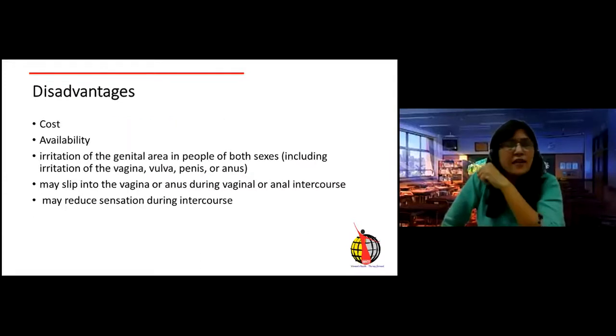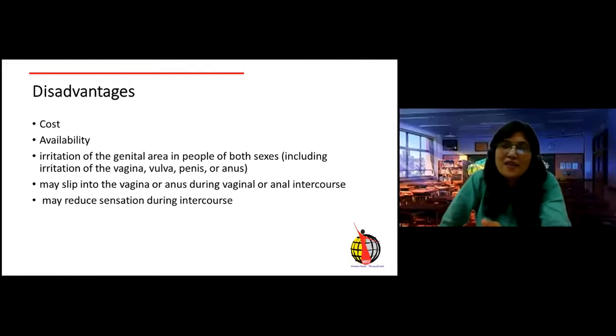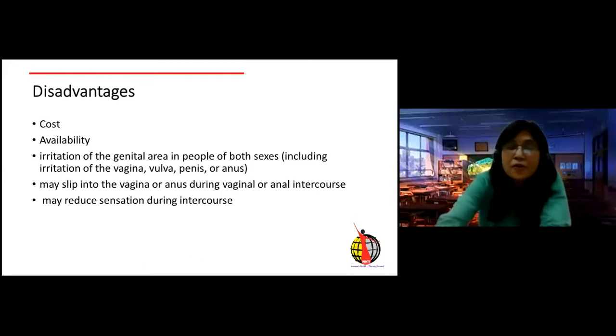Now, certain disadvantages are cost, availability, not available. Maybe many of the students may not have seen the female condom also. It is usually seen only during the time of examination by most of the students. Irritation to the genital area, maybe they may slip. And sometimes the crackling sound is also there during intercourse, so it may not be liked by women to wear it.